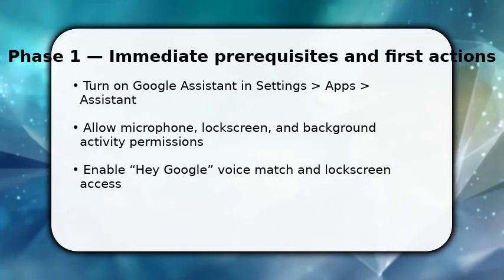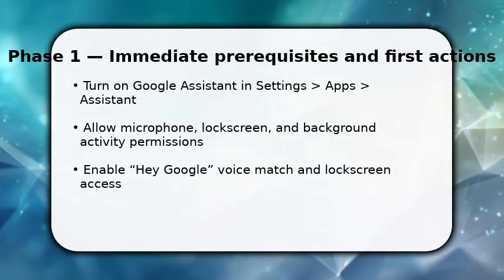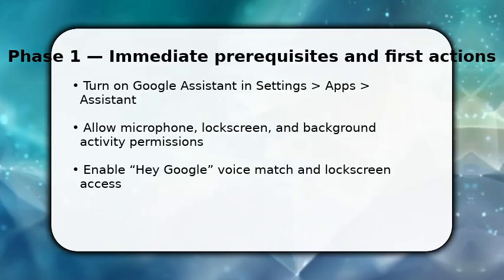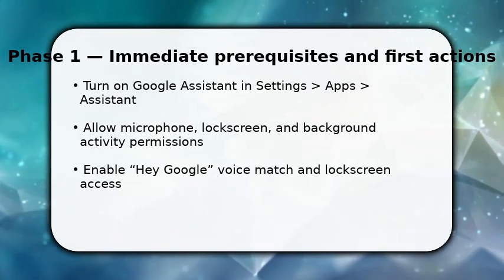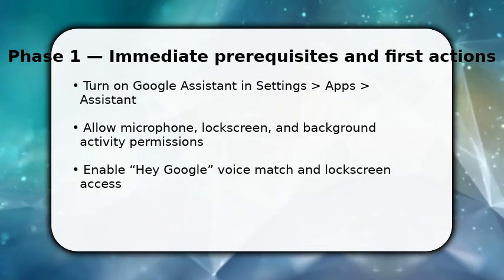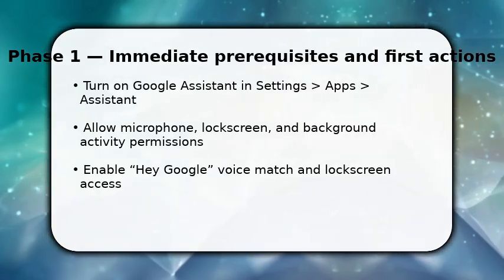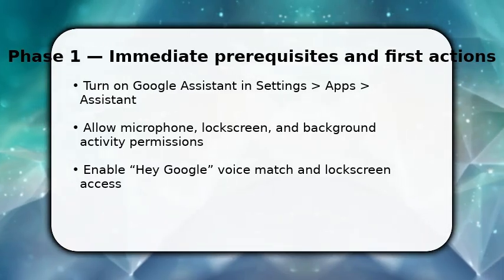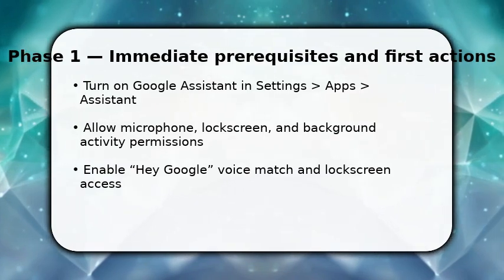You'll start by giving Assistant the rights it needs. This is why it can work when the screen is off. First, open Assistant settings and enable voice match so it recognizes you. Then allow microphone and background activity permissions so it can listen without the display. Finally, enable lock screen access. This lets Assistant act while the phone is sleeping. Once these are set, make sure battery optimizations won't stop background listening. This prevents the Assistant from sleeping when the screen is off.